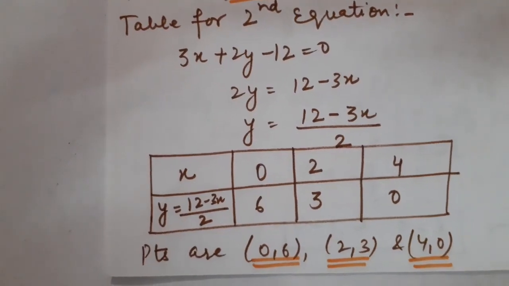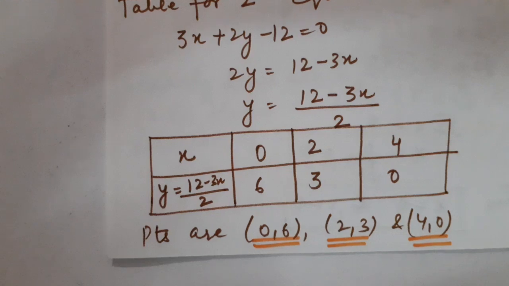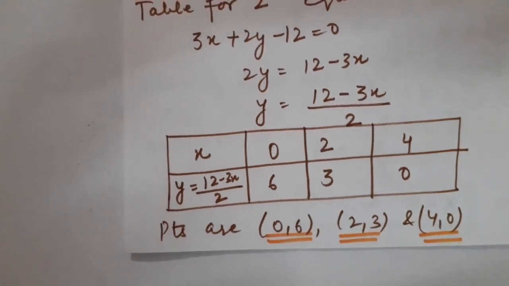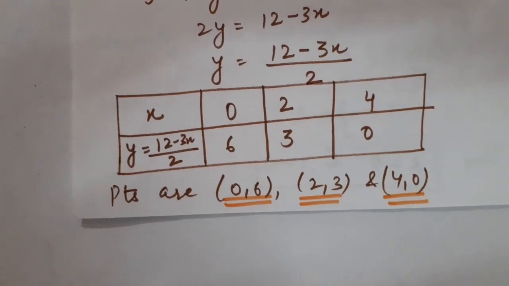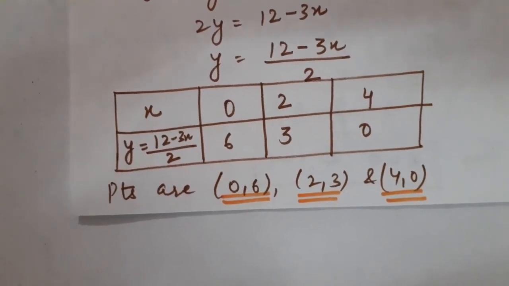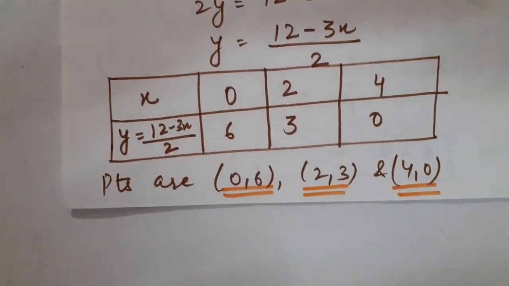Equation number 2 is 3x plus 2y minus 12 is equal to 0. So 2y is equal to 12 minus 3x. So what would be y? y is equal to (12 minus 3x) upon 2. Now I am going to take the different values of x.